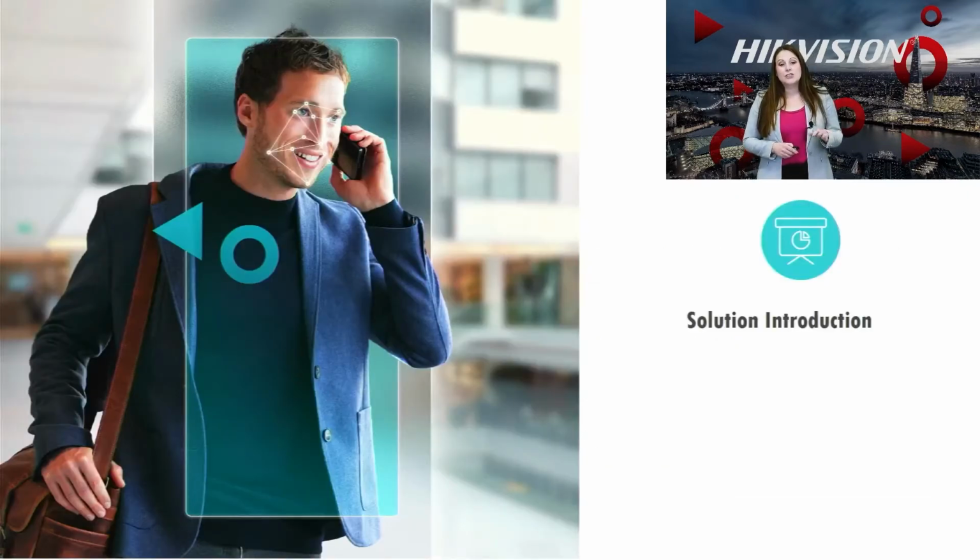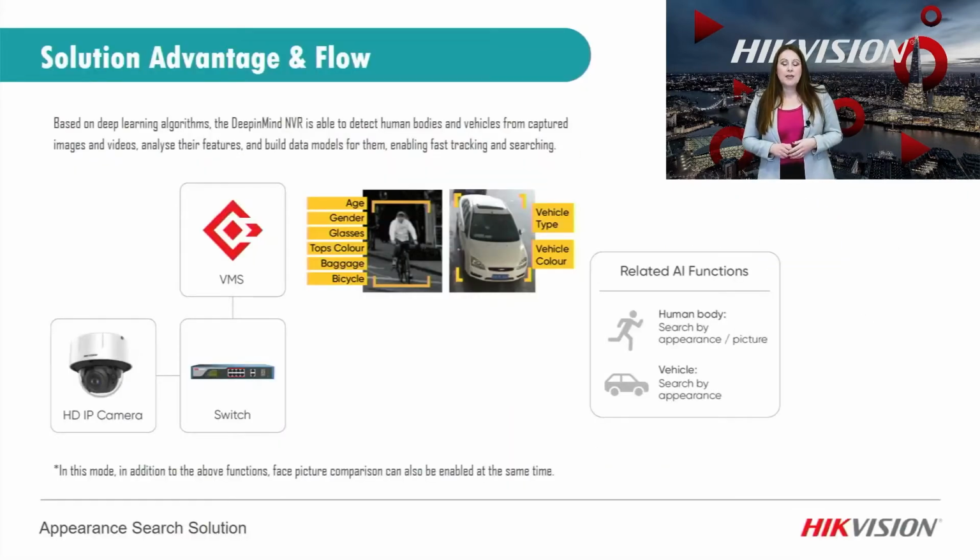So let's take a look at the solution itself. So as I mentioned, the key advantage of this solution is that it provides the ability to efficiently search recorded footage based on appearance, be that for humans or for vehicles. So for example, it can pick up human attributes such as age, gender, if someone's wearing glasses, the colour of clothing, whether someone's carrying a bag or if someone's riding a bike. Or if you're more focused on cars, it can search for vehicle type and vehicle colour.